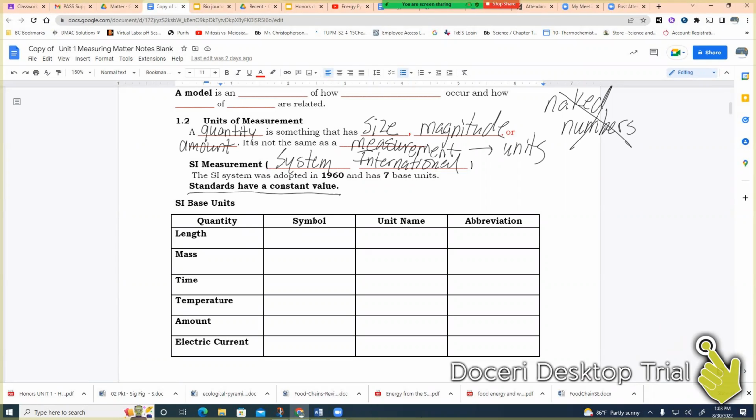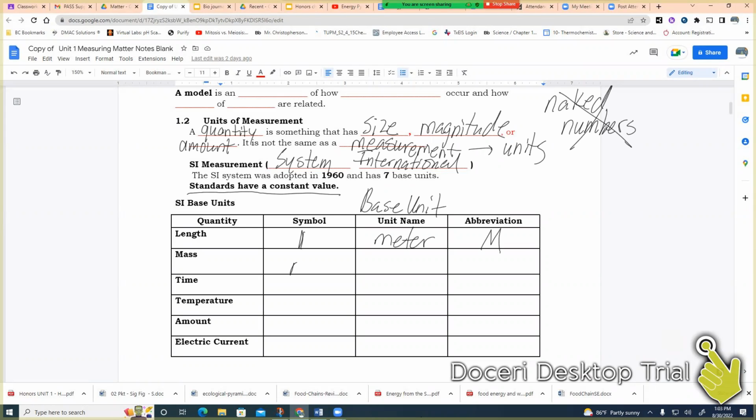So these are the metric system base units. For length, it is L. And the base unit is a meter. Big M is the abbreviation.